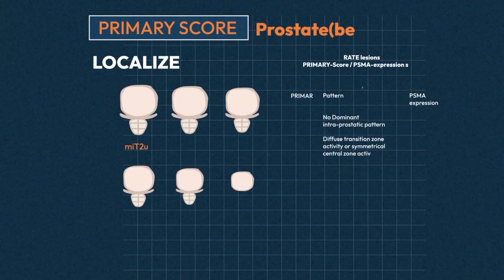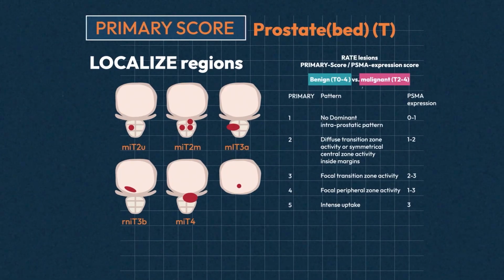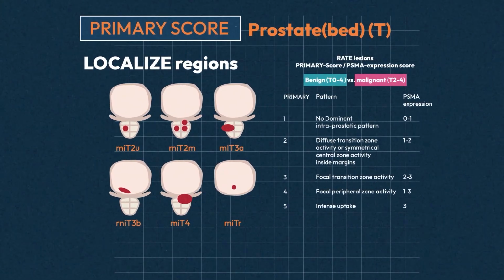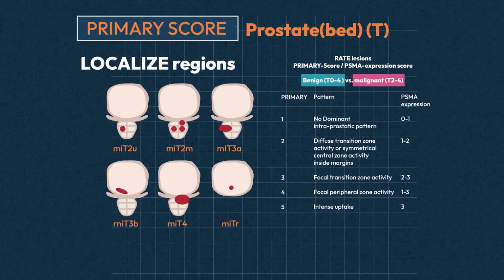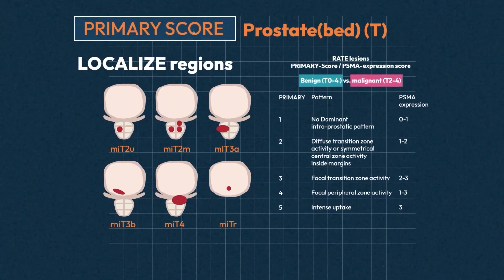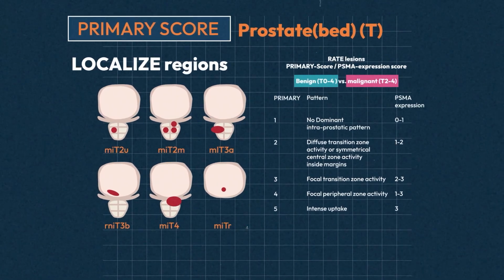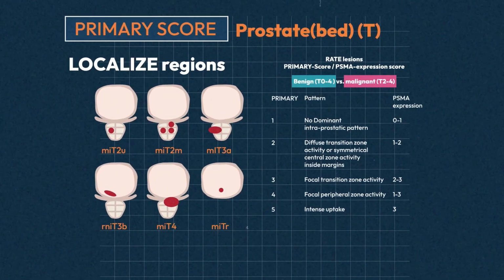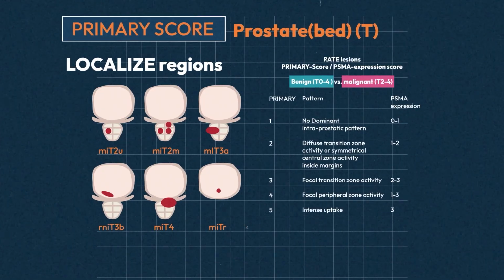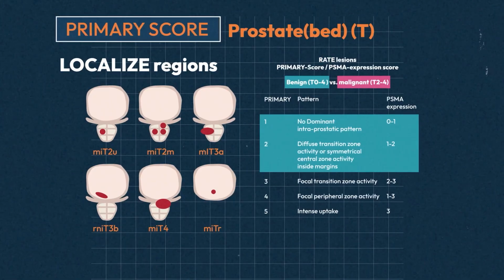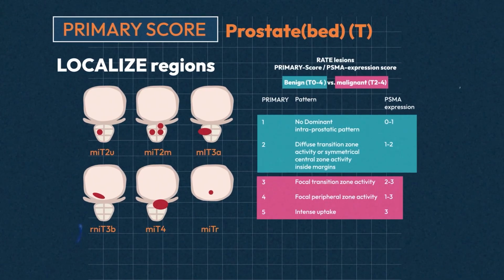And so in the primary score, they assign a molecular T stage, which also reflects the extent of the cancer, whether it's unilateral or bilateral within the prostate, and whether it looks like it might be extending outside the prostate or into adjacent organs. And again, we can see that the primary patterns 1 and 2 are considered non-malignant, where 3, 4, 5 are considered malignant.